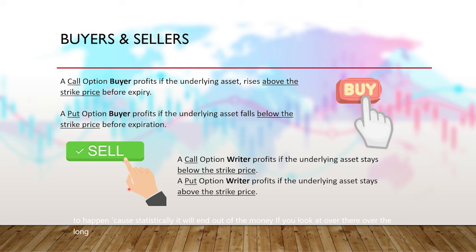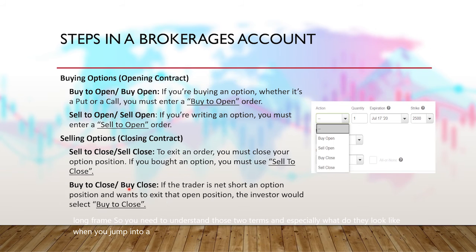So you need to understand those two terms, and especially what they look like when you jump into a brokerage platform. So let's jump into a brokerage platform and see what it looks like. When you open a brokerage platform and you go to an options tab, the first thing you'll do is select an action, and you'll have this drop down menu of buy open, sell open, buy close, sell close, and you need to understand what each one means before you execute it.